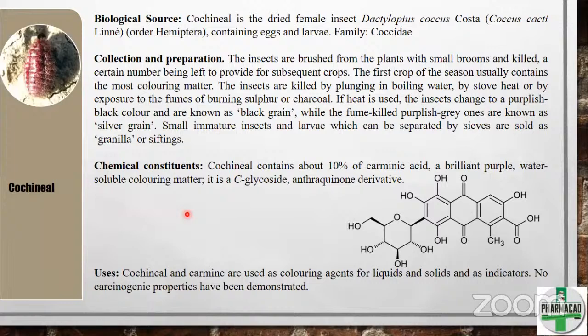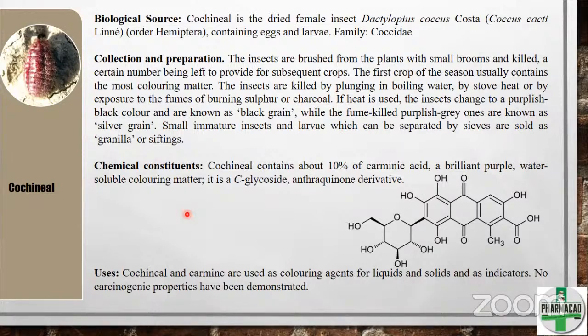And the last drug that we see for today's lecture is nothing but cochineal. Okay. Now, cochineal is nothing but a dried female insect of Dactylopius coccus Costa or Coccus cacti. The order is given here. Why? Because it's an insect, no? So they've also mentioned the order. There we mention variety; here the order is mentioned, that is Hemiptera, containing eggs and larvae belonging to family Coccidae.